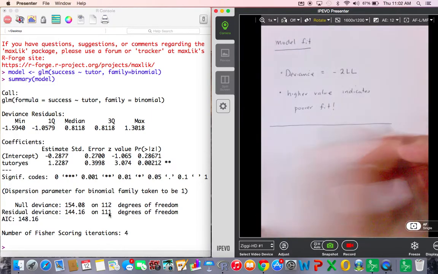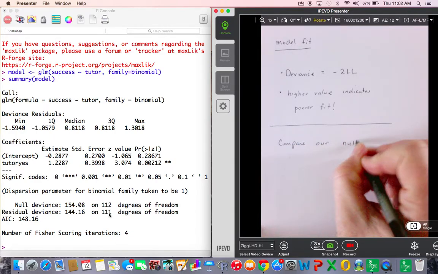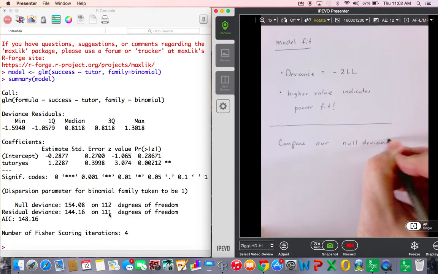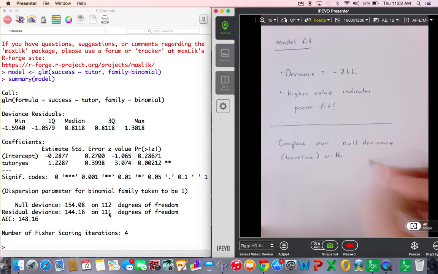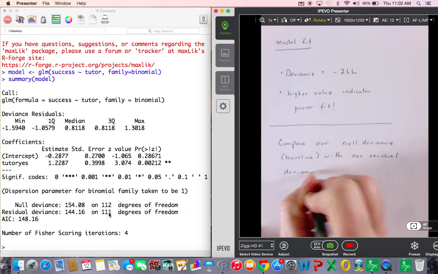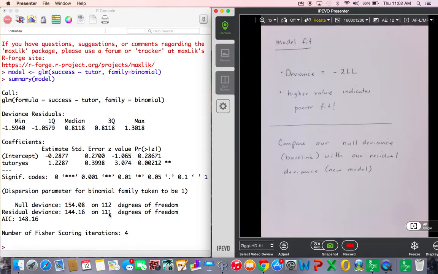So I want to be able to compare our null deviance, and I like to think about this as the baseline, with our residual deviance, which is our new model. Our new model is we just have the predictor that we've added. So our baseline deviance is 154.08, and our residual deviance is 144.16.